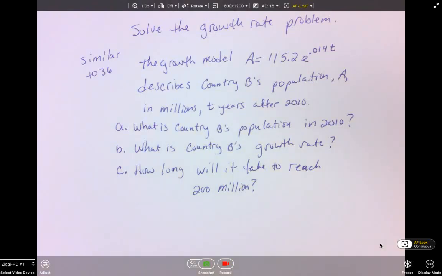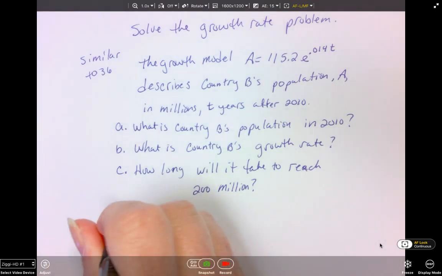So in this problem, we are solving the growth rate problem. We are given a growth model of A equals 215.2 e to the 0.014 t. And this describes country B's population, A, in millions, t years after 2010. So if you're doing the review from my class, it's similar to number 36. So what is country B's population in 2010? We're going to do part A first.